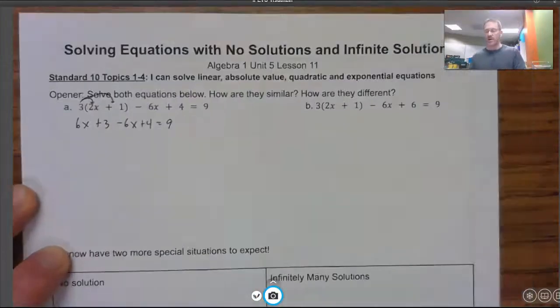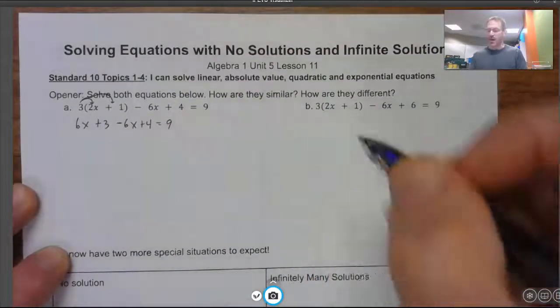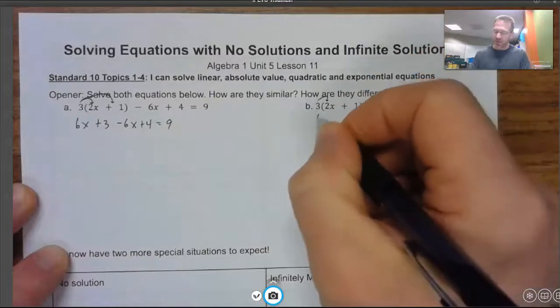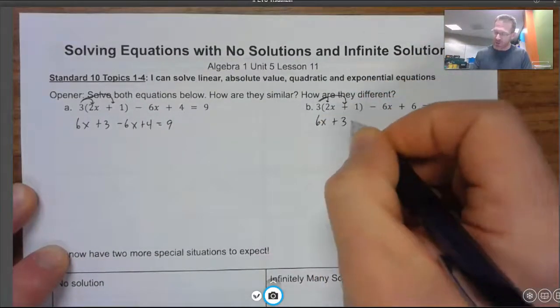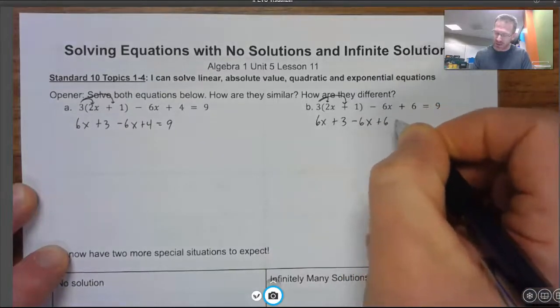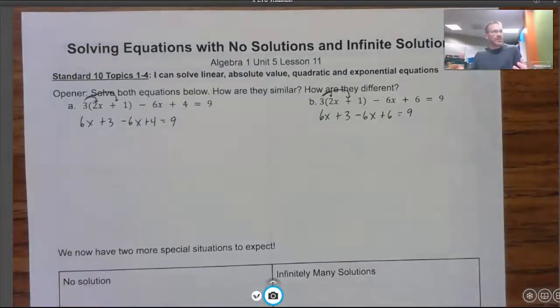Now I'm going to do the same thing over here because I can distribute the same way. So 3 times 2x, that's 6x. 3 times 1 is 3. I'm going to bring down the rest of the problem here. So minus 6x plus 6 is equal to 9. So the first step is the same for both problems. Second step, I have like terms, so I can combine those like terms. An x can go with another x, a number can go with another number. Now, watch what happens.